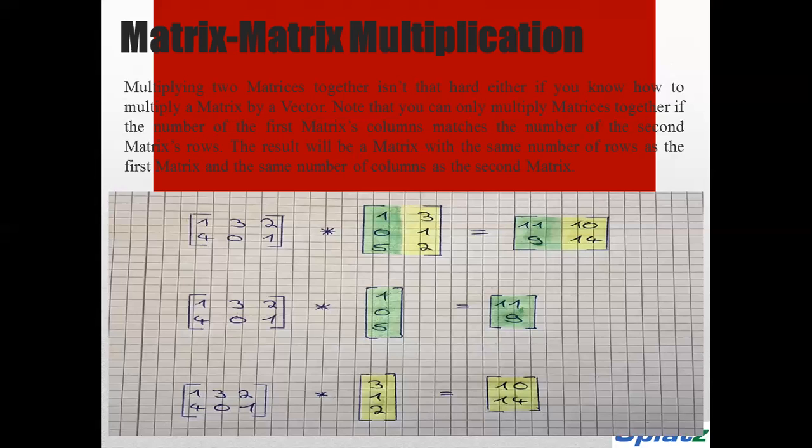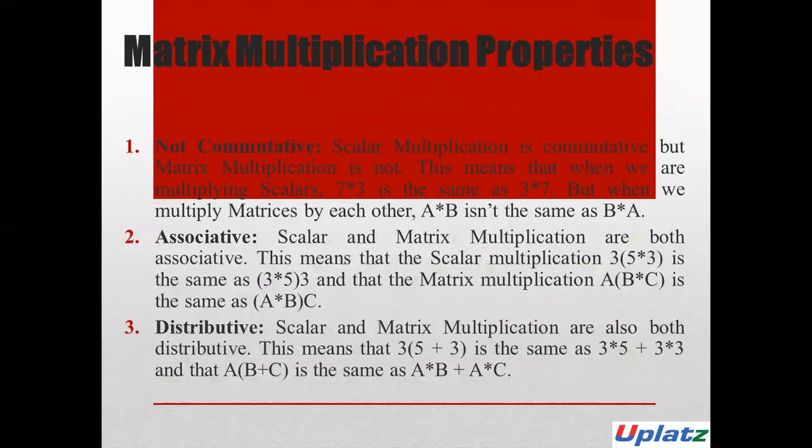Then you split the second matrix into column vectors and multiply them separately with the first matrix. Okay, so that's it for the matrix multiplication. Hope it is clear. Then what are the matrix multiplication properties? So let's see them one by one.